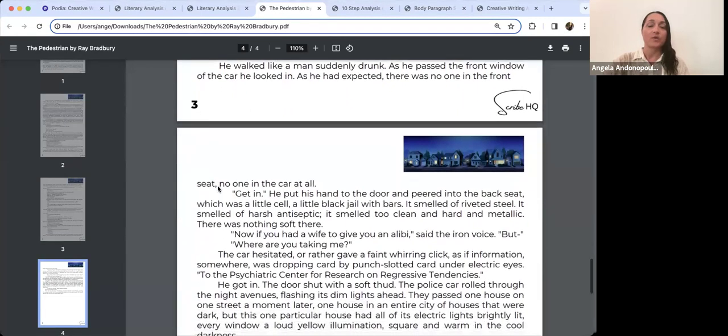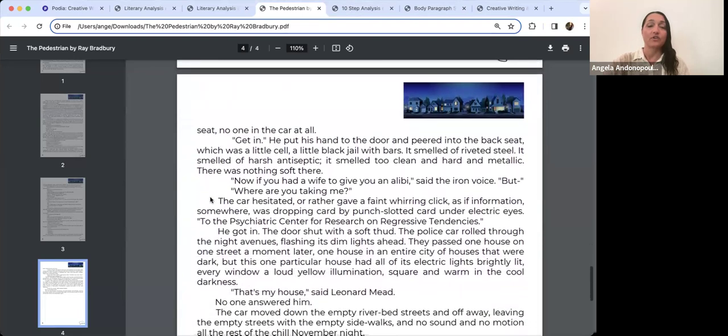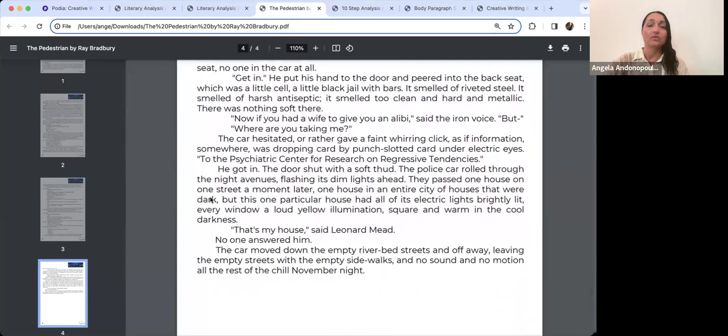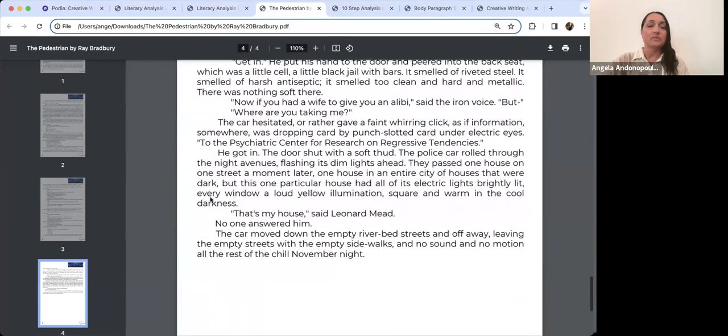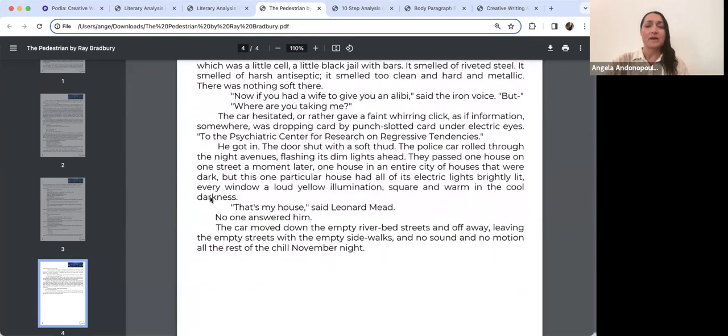As he passed the front window of the car, he looked in. As he had expected, there was no one in the front seat, no one in the car at all. "Get in." He put his hand to the door and peered into the back seat, which was a little cell, a little black jail with bars. It smelled of riveted steel. It smelled of harsh antiseptic. It smelled too clean and hard and metallic. There was nothing soft there.